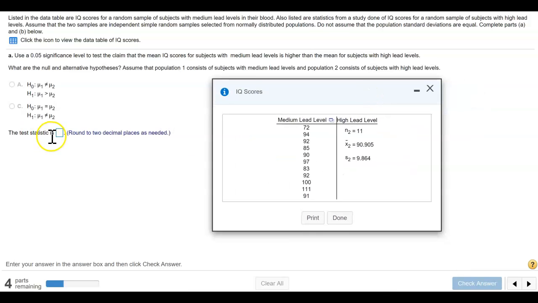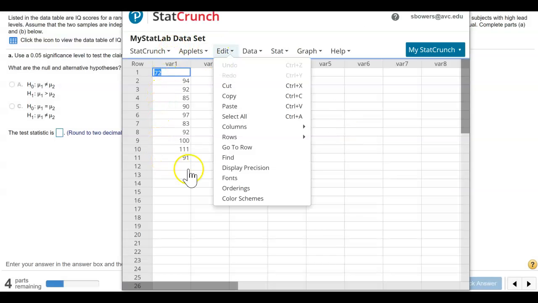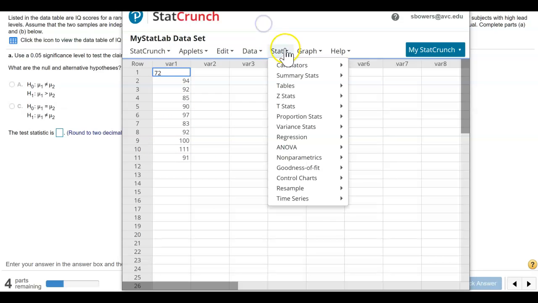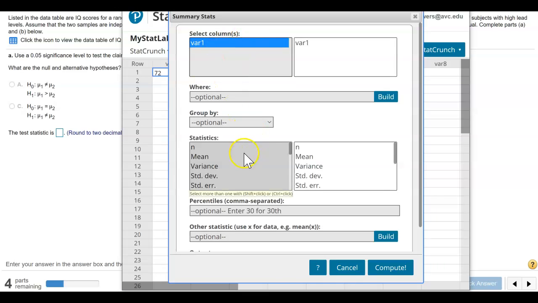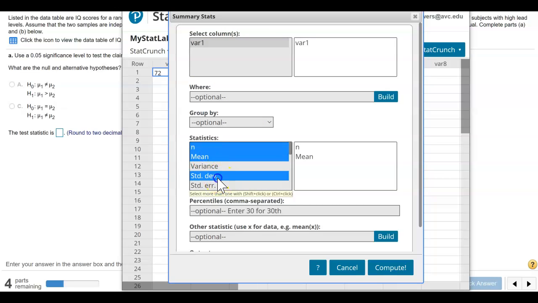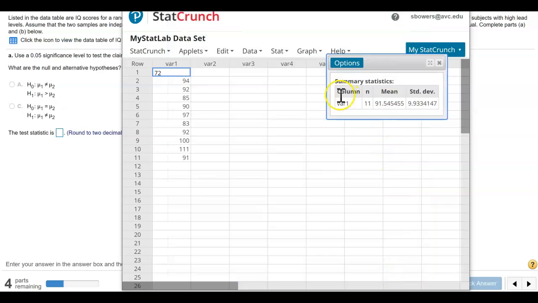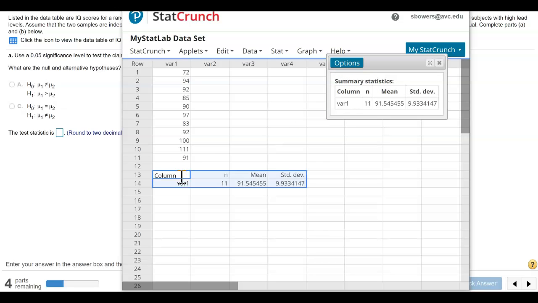In the next part, we need to find the test statistic. We will use StatCrunch to find the test statistic. But before, let's find the summary statistics for the first sample. Click on the icon to open it in StatCrunch. The data will transfer automatically. Click on Stat, Summary Stats, Columns. Choose column var1. Click on N. Hold the Control key, select mean and standard deviation. I'm going to copy, Control C, place it down here, Control V.